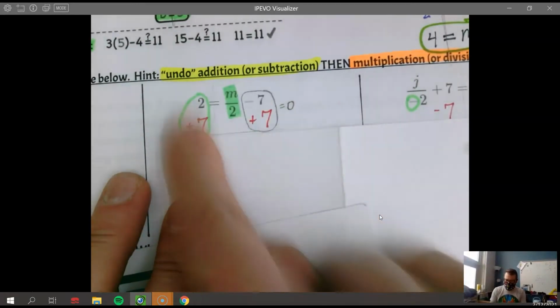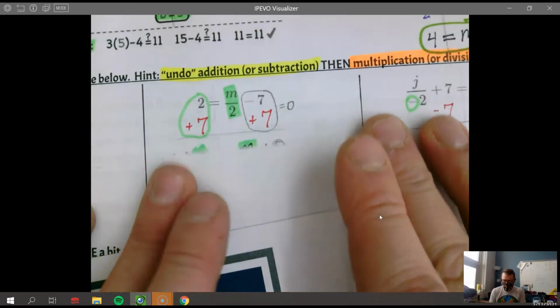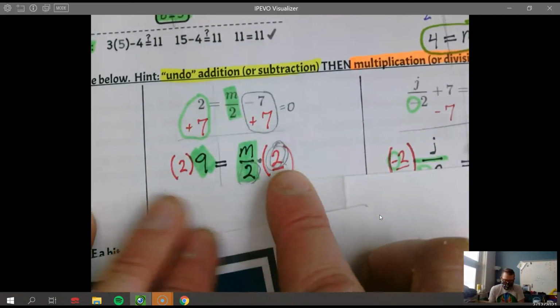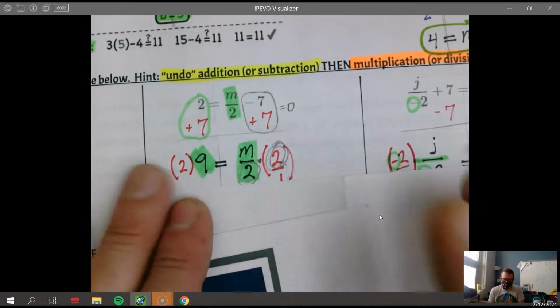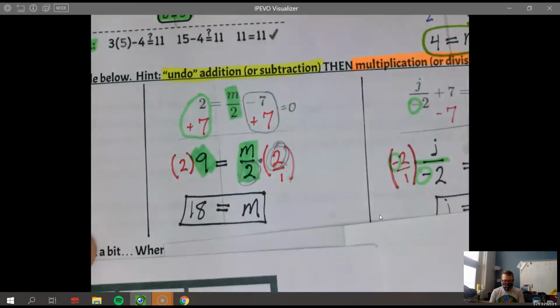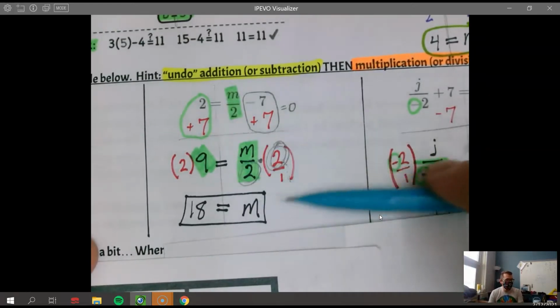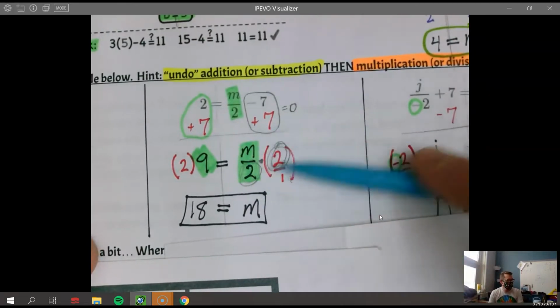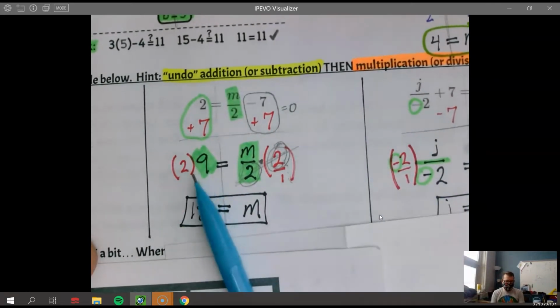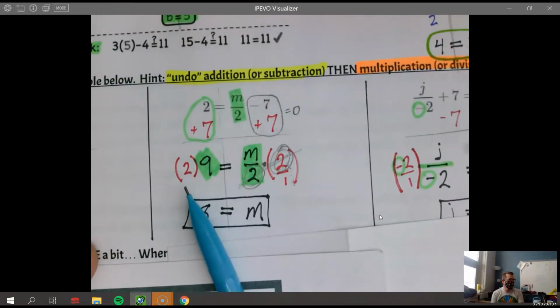All right, over here we're going to start by adding 7. But then, how do we undo division? Multiplication. So we're going to multiply by 2 on both sides. Guys, do not overthink this. On the right side, we were undoing, we don't have to do anything except cross stuff out. The left side needs math to be done. Right, we got to do 2 times 9.